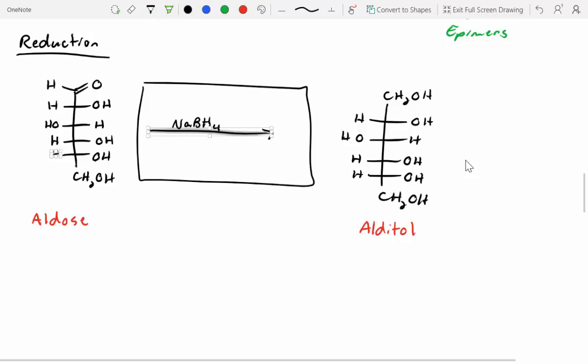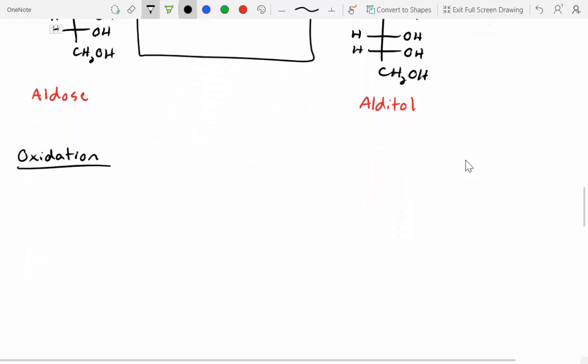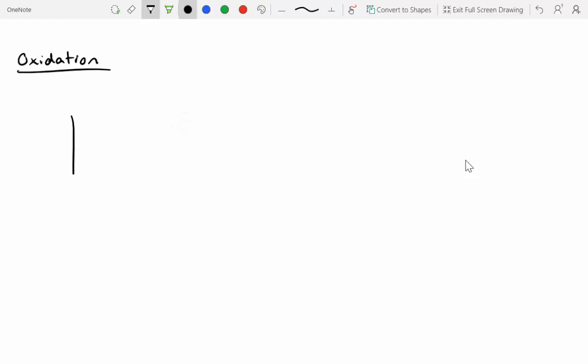The next reaction we're going to look at is the flip of that. It's oxidation. So I'm going to redraw glucose down here. We're going to be experts at drawing glucose.